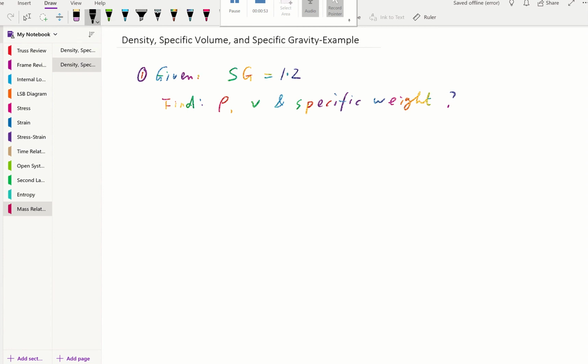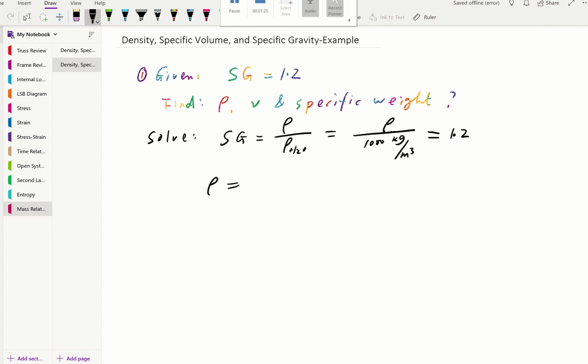Okay, so how do we solve it? We start with specific gravity. Feel free to get ahead with me. Specific gravity is the density of this material over the density of water. We already know that's going to be 1000 kilogram per meter cube, and the density of this material is what we are solving. The specific gravity is 1.2. That's unitless. So from that, we can find our density, which is 1200 kilogram per meter cube. So we finish our first one.